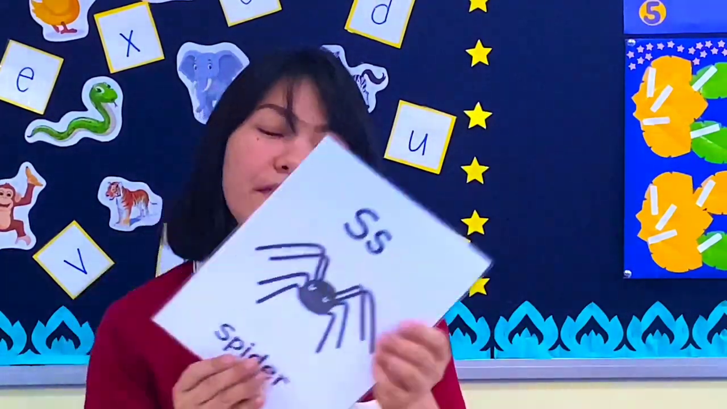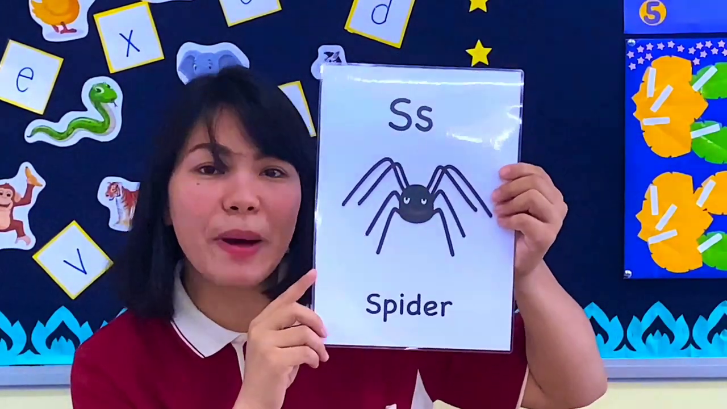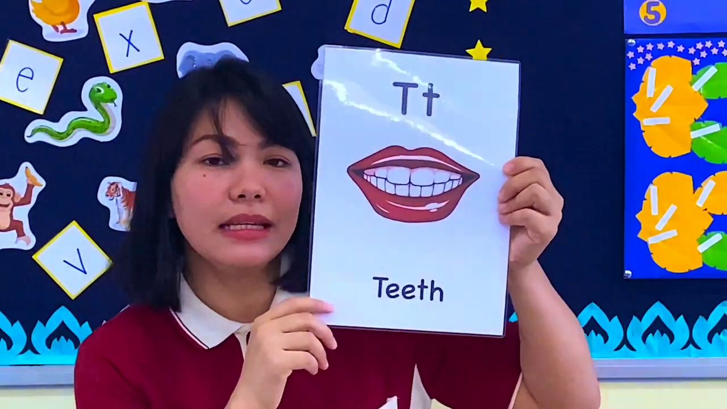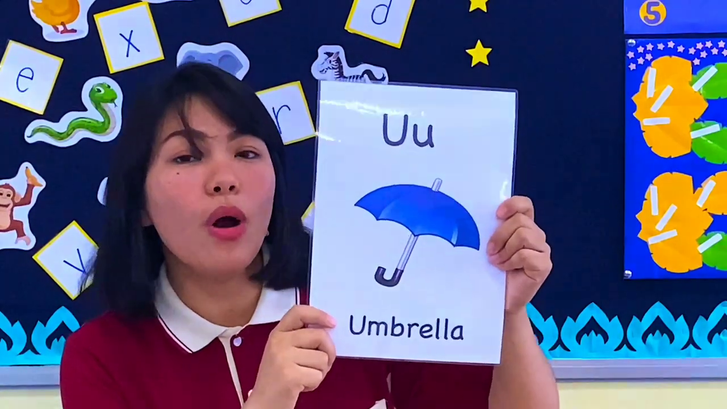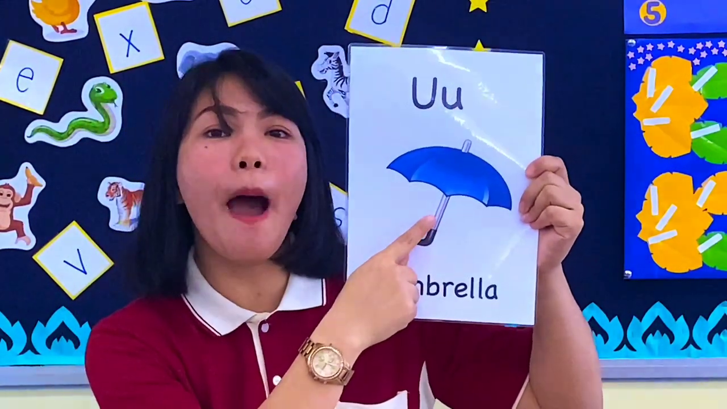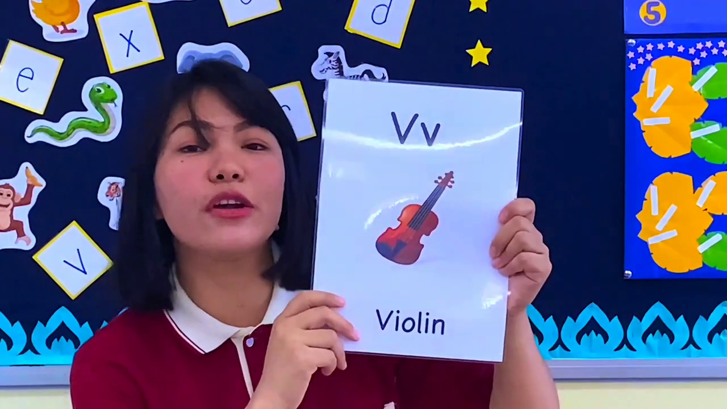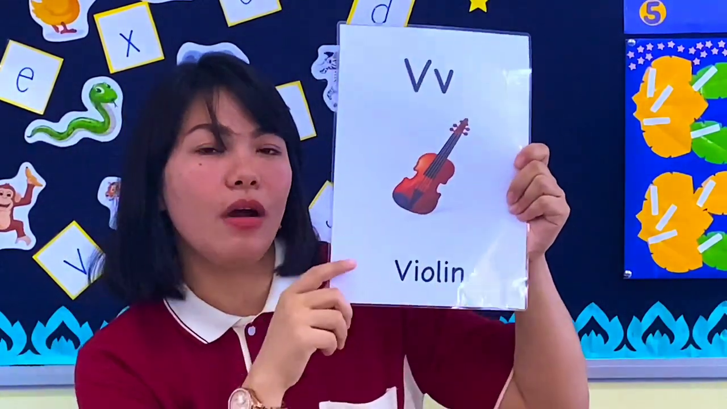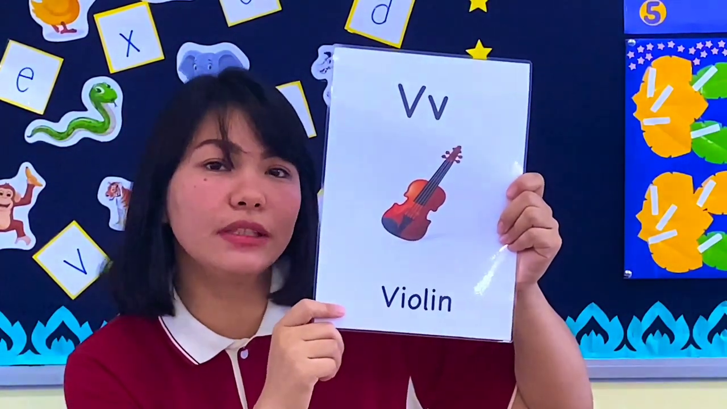Alright, next let's have letter S. S for spider. Spider. Next, let's have letter T. T for teeth. Teeth. Alright, next we have letter U. U for umbrella. Say it again, umbrella. Alright, next we have letter V. Okay, V for violin. One more time, violin.